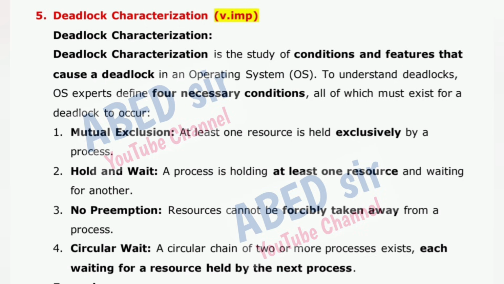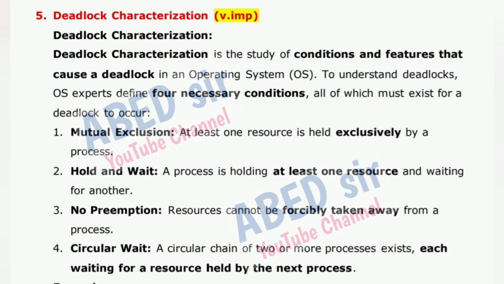To understand deadlocks, OS experts define 4 necessary conditions, all of which must exist for a deadlock to occur. 1. Mutual exclusion. At least one resource is held exclusively by a process. 2. Hold and wait. A process is holding at least one resource and waiting for another. 3. No preemption. Resources cannot be forcibly taken away from a process.